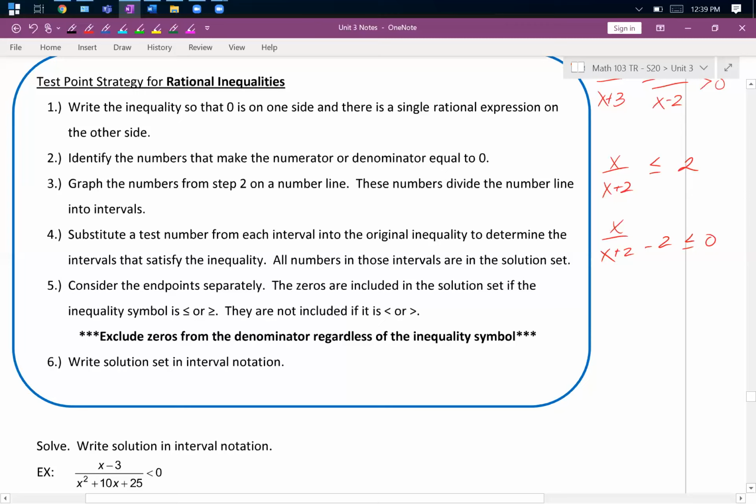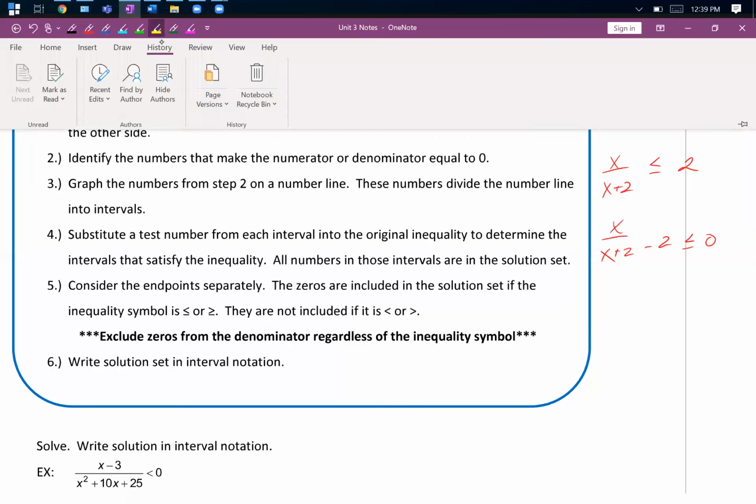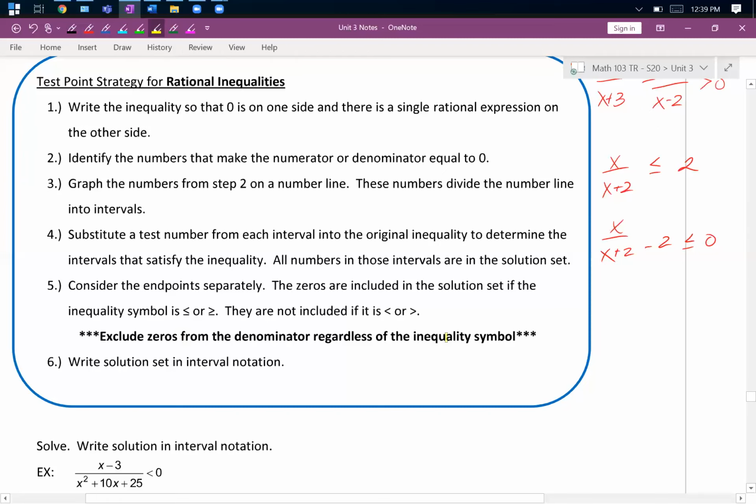But here's where the big difference is. You must exclude zeros from the denominator regardless of the inequality symbol. The whole big important rule in math about not dividing by 0 trumps an inequality symbol. It's a bigger rule. So you must exclude zeros from the denominator no matter what.